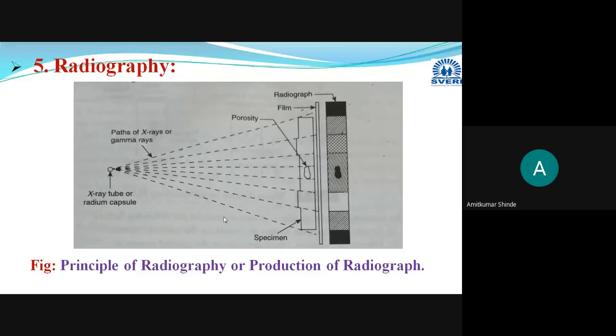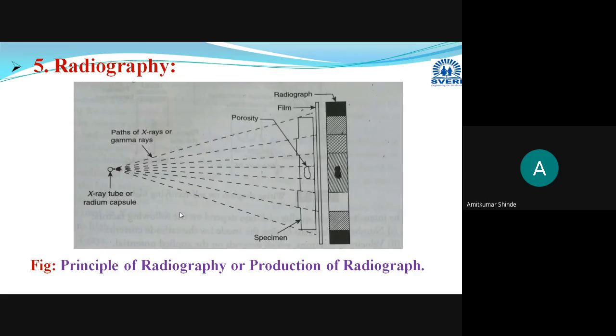Okay. So this is the next type, that is radiography. Now, this radiography is used for detecting internal defects in different kinds of components. It may be cast components, forged components, or welded components. For that, it detects any kind of internal defects present in the component. It may be cracks, porosity, blowholes, or any cavities. All these kinds of defects can be detected with the help of this radiography technique.